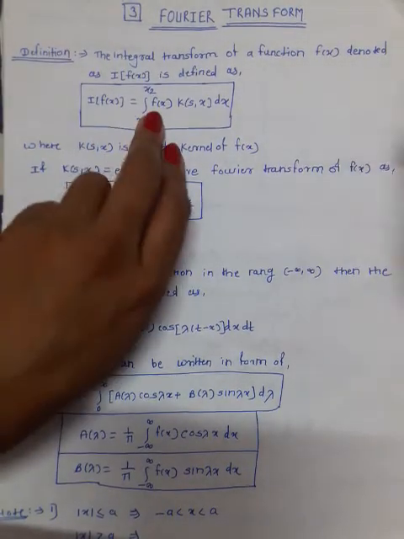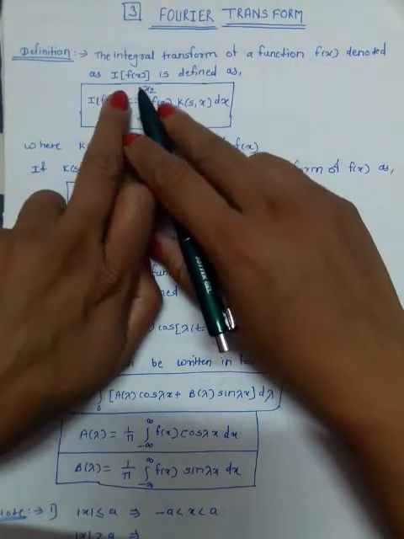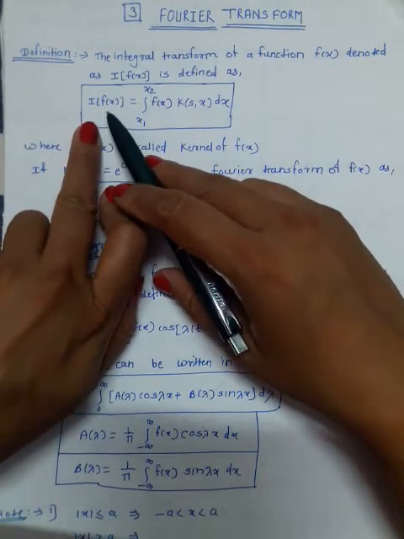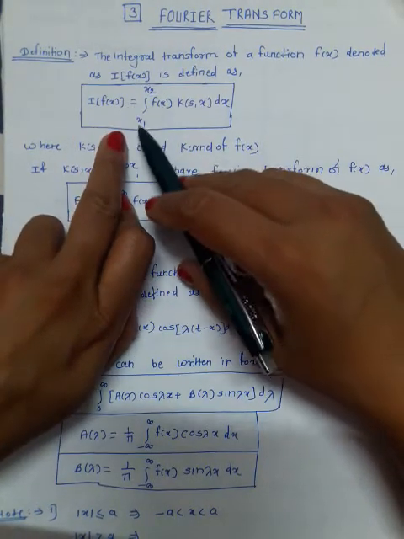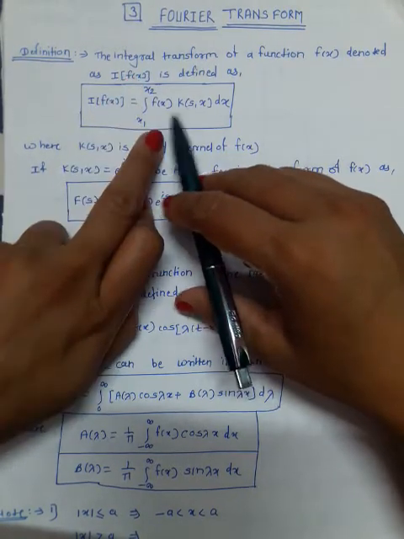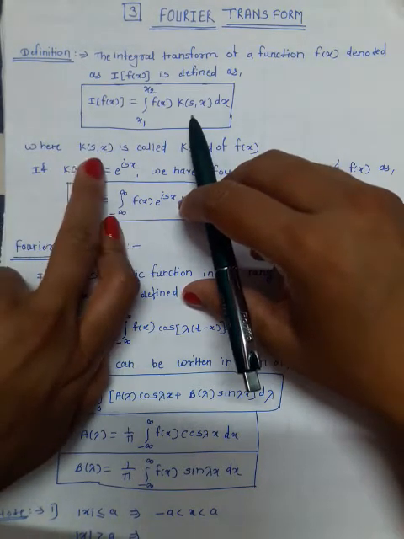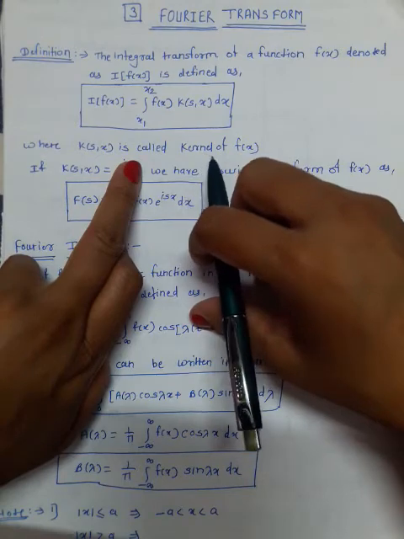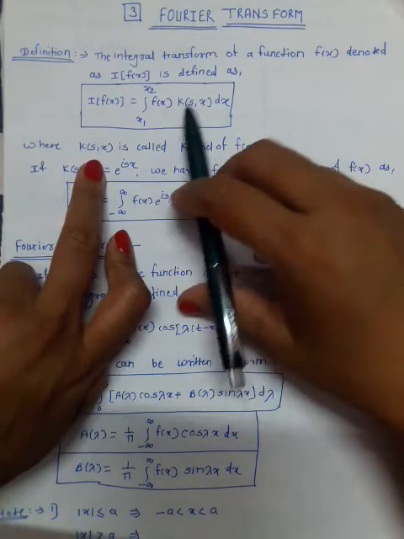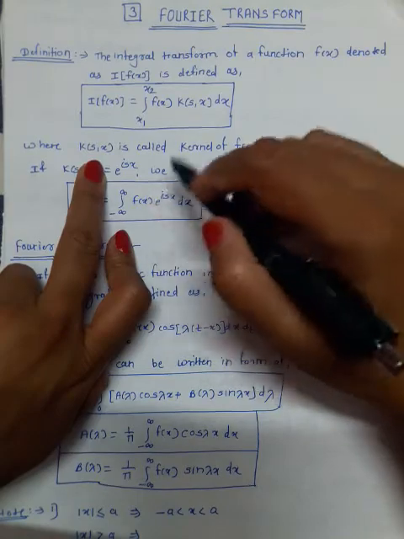Now let us see some definitions. The integral transform of a function f(x) is denoted as I of f(x), and it is defined as: I of f(x), that is the integral transform of f(x), is equal to the integration from x1 to x2 of f(x) times K(s,x) dx, where K(s,x) is called the kernel of f(x). And if you go on putting in different values of the kernel, we can get different transforms.